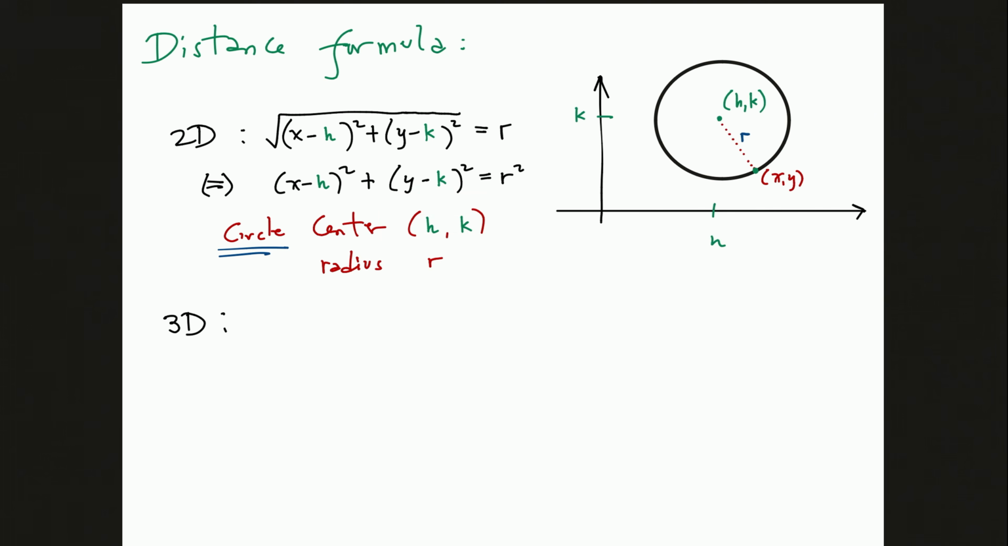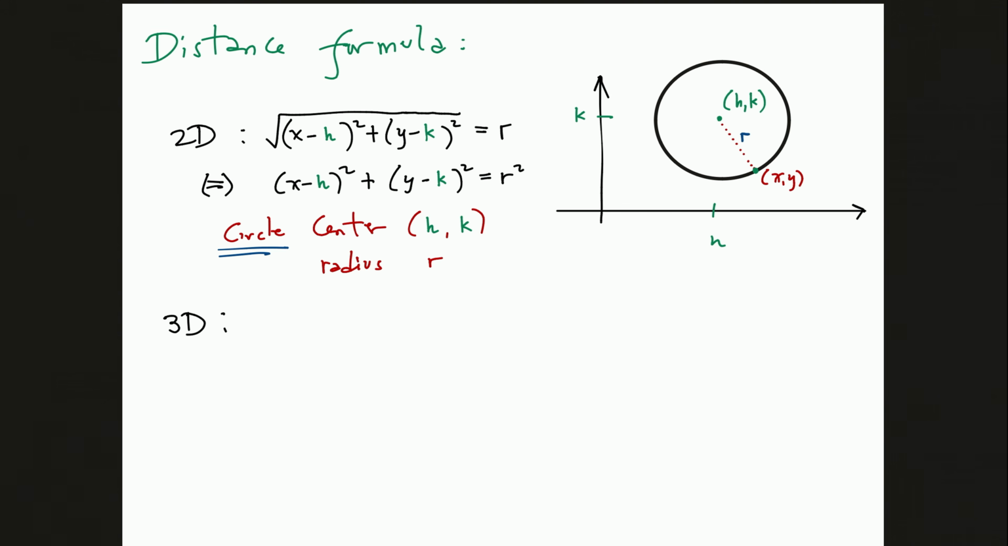So the graph of this one is like this. The center is your (h, k), and then you collect all points (x, y) that are of distance r from (h, k). So this will give you the circular pattern that you graph. Now what will happen if you extend this concept to 3D?